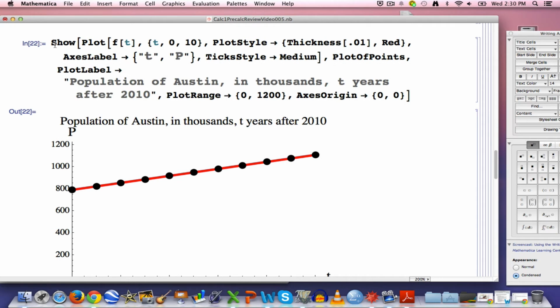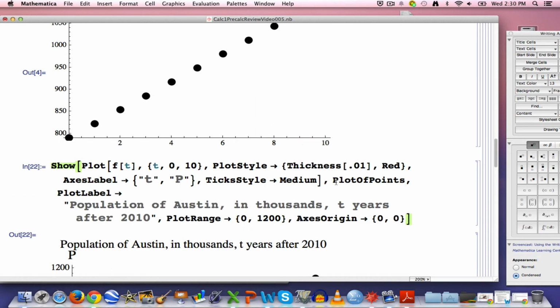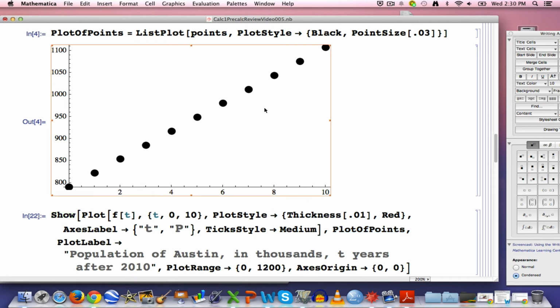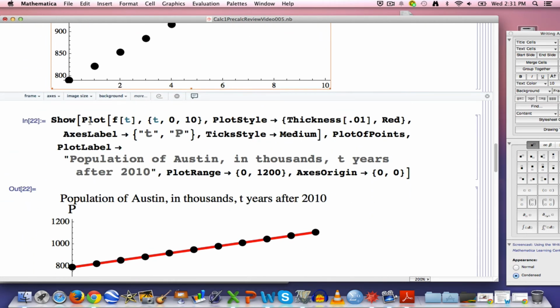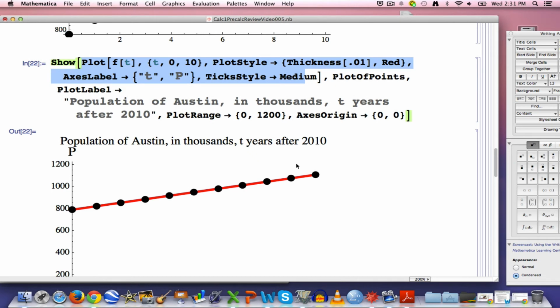We talked about using the Show command in the last video to combine plots, to combine graphic objects. This plotting command right here essentially created the red line. ListPlot was another plot that I combined with the other plot, the red line, with Show, separated by a comma here. And plot of points was a variable in which I had stored this particular graph. By putting both of these things within a Show, I could combine the graphs. I get the red line and the black dots. You can combine more than two graphic objects. You can combine 3, 4, 5, etc.